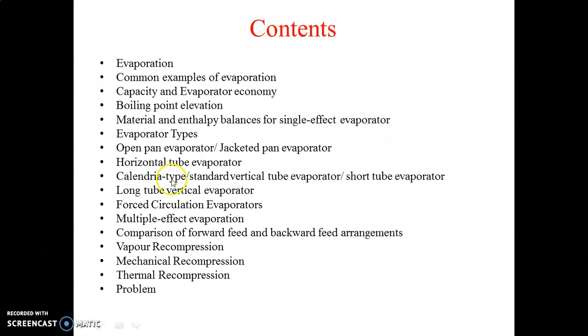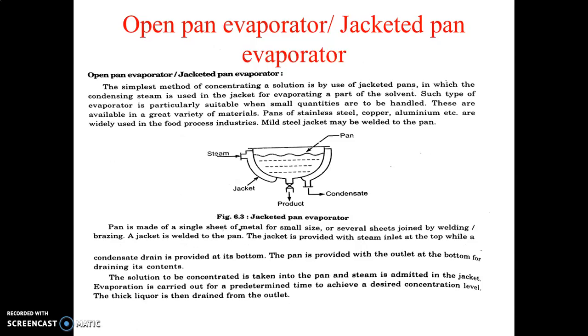In previous lectures we had discussed different types of evaporators. At the end of the last lecture, I had discussed the calandria type or standard vertical tube evaporator, which is also called a short tube evaporator. In today's lecture, I will discuss the long tube vertical evaporator, forced circulation evaporators, and if time permits, we will discuss multiple effect evaporation. So let us start the lecture.